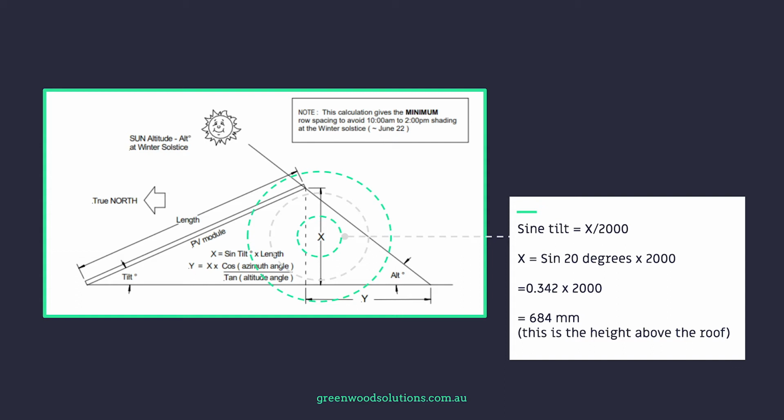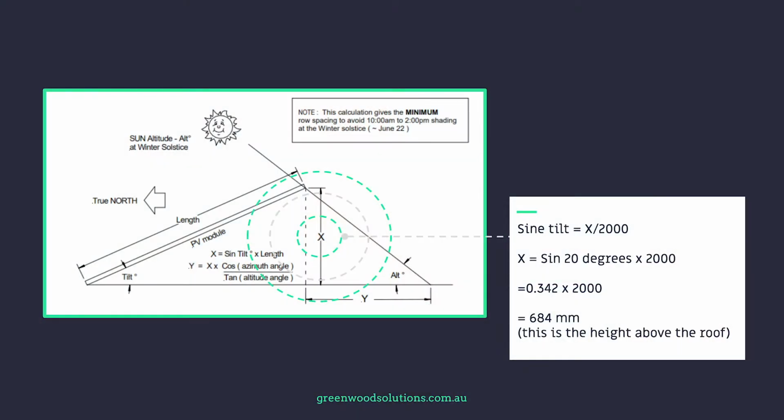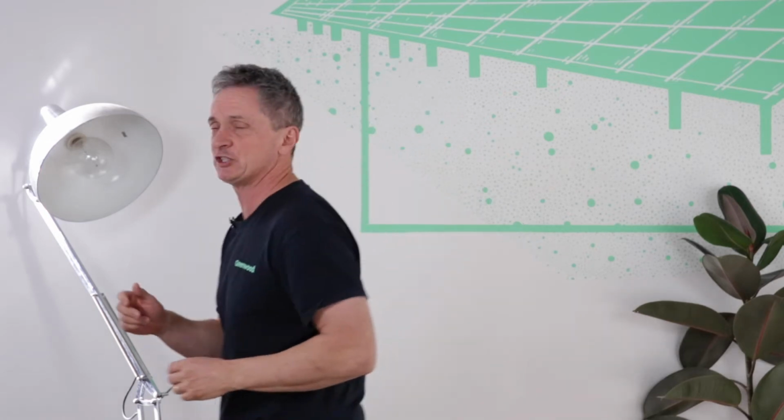There's a few ways of doing these calculations. We're using the old Pythagoras, a squared equals b squared plus c squared. Pythagoras, I'm so sorry. It's not a squared equals b squared plus c squared. It's c squared equals a squared plus b squared. Sorry. But effectively the sine angle is 20 degrees, and you multiply that by the length of the panel, and that comes out at 684 mil. So that is the distance from the top of the panel to the actual roof. Now I'm about to go to the board.